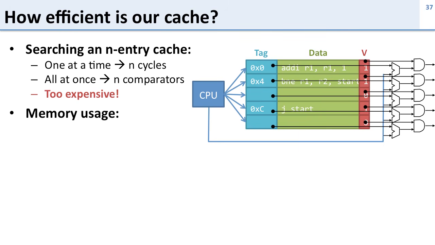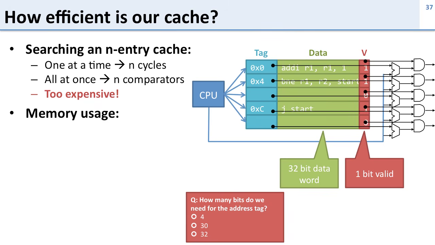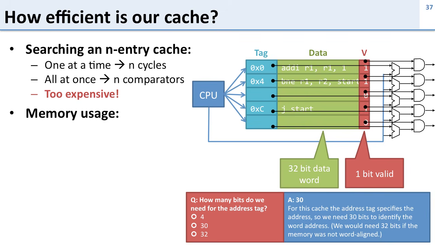How about the memory usage of the cache? How efficient is that? Well, we have 32 bits for our data, 1 bit for valid, and how many bits do we need for the address tag? We need 30 bits for the address tag, because the last 2 bits tell us which byte is in the word. We have the whole word in the cache, so we don't need the last 2 bits to identify it, because the bytes are within the word. They're not that word's memory location. So we need 30 bits for the address tag.